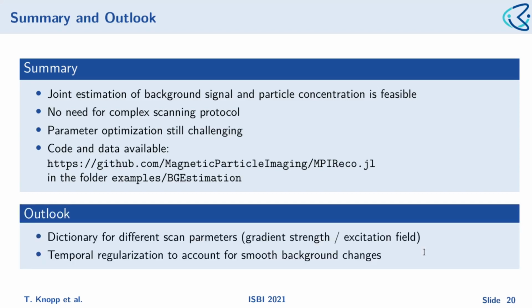As an outlook, we want to investigate the generalizability of the dictionary across imaging parameters, such as the gradient strength of the selection field or the excitation field strength. Also, we would like to introduce a prior that constrains temporal fluctuations of the background signal.